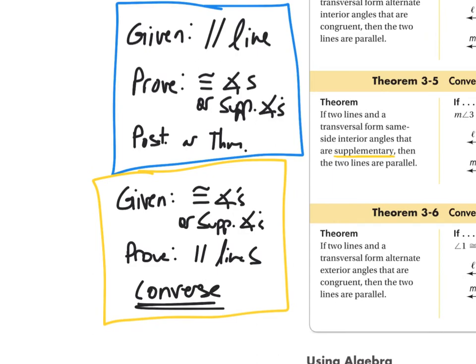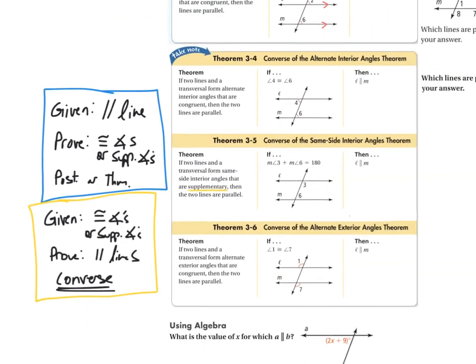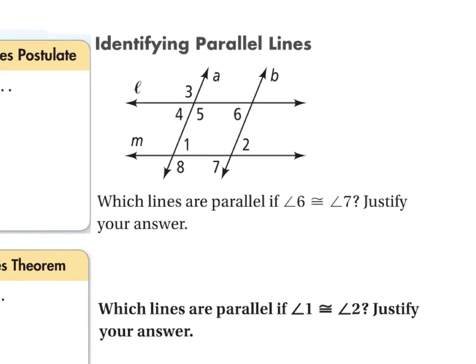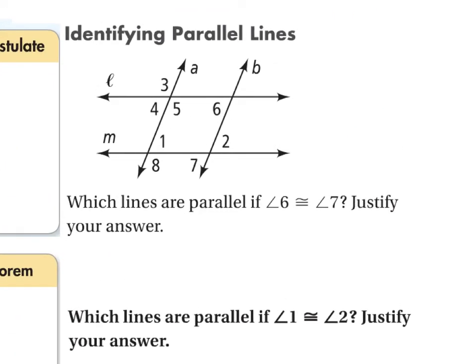All right. So let's then take a look at some examples here. We want to identify some parallel lines. We want to know which lines are going to be parallel if we are given that angle 6 is congruent to angle 7. Which two lines must be parallel then? What do we think? Not A and B. It's going to be L and M.